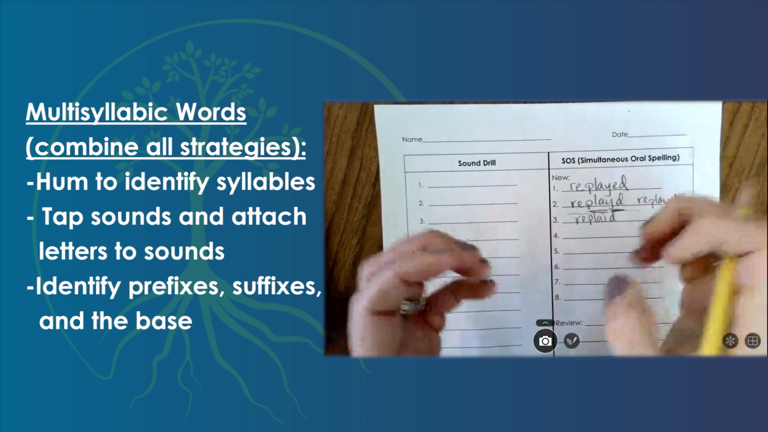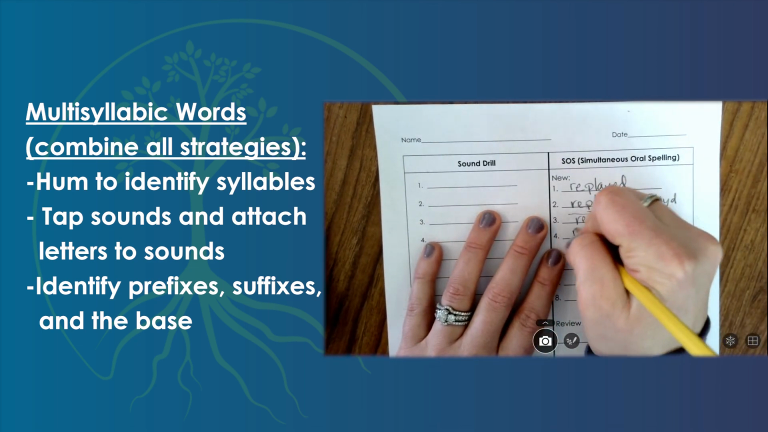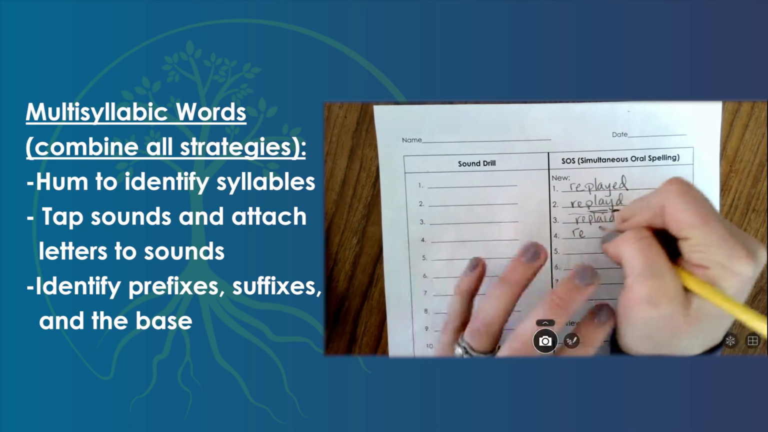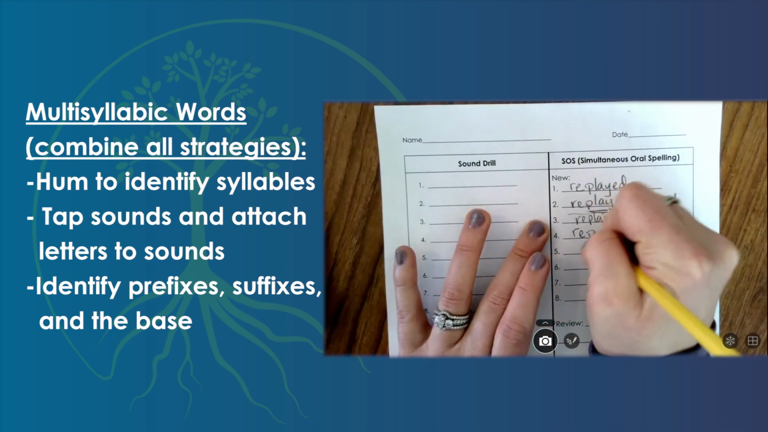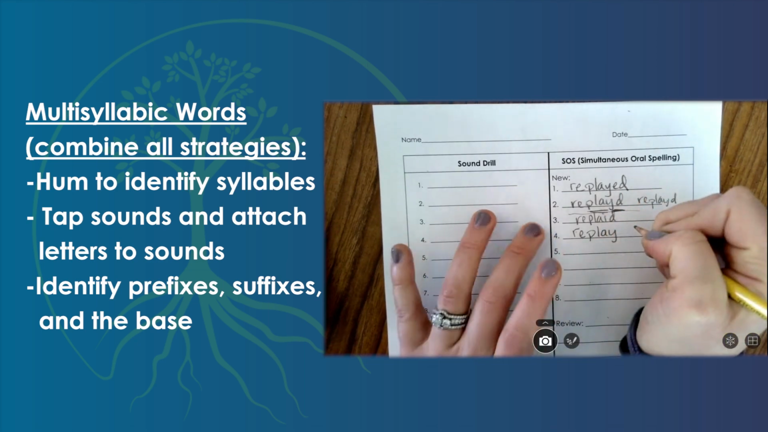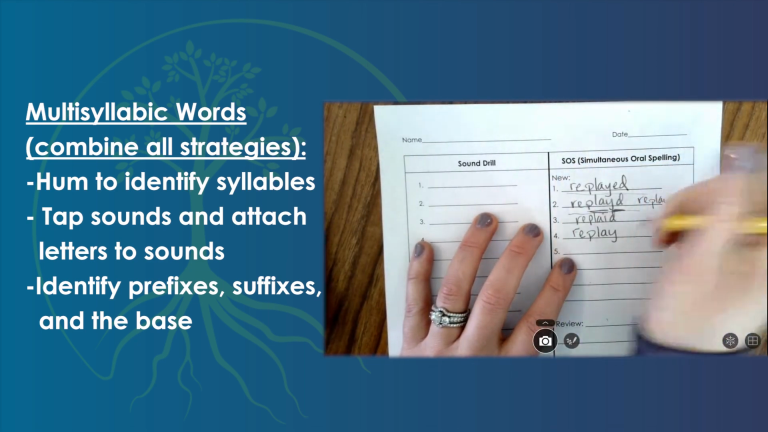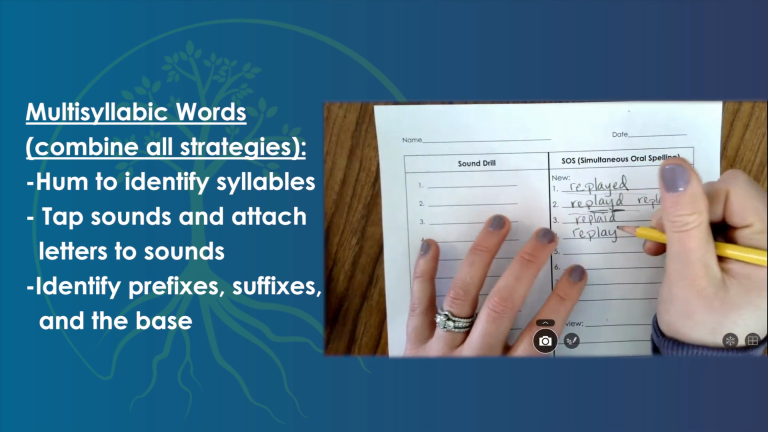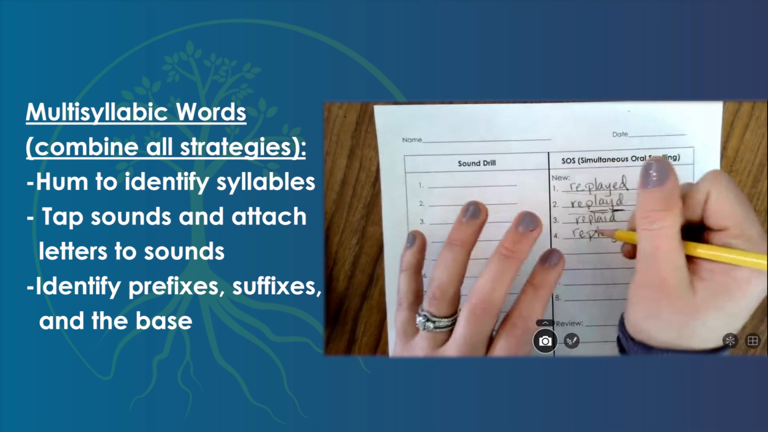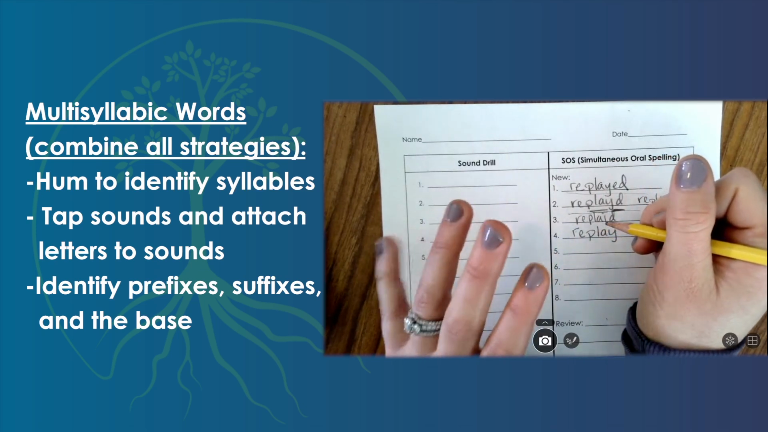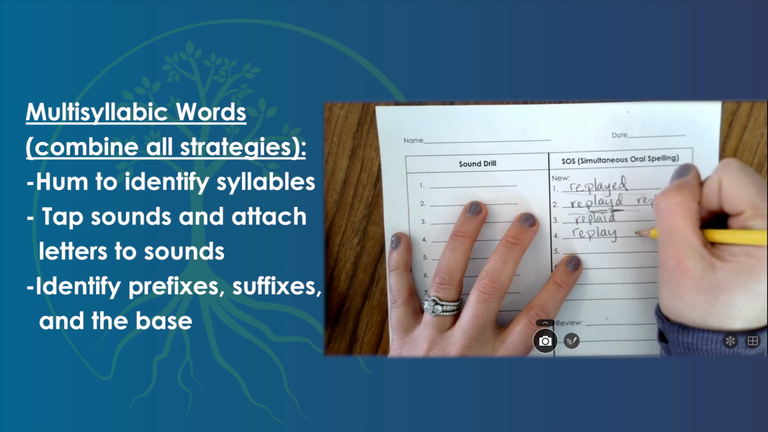So if we wanted to, we could say, take the suffix off. What are we left with? Replay. How would you spell that? R-E, R-E, play. P-L-A, P-L-A-Y. They can tap and sound out as needed. But really, once you're getting into these larger words, we want them to be able to use all of the strategies that they know of being able to tap sounds, attach letters to the sounds, listen for prefixes, identify the base, and look for suffixes.